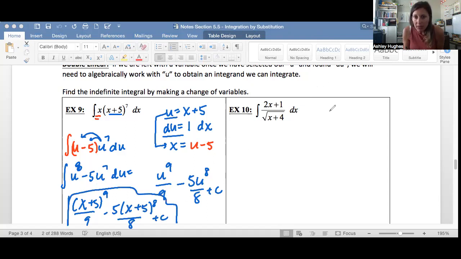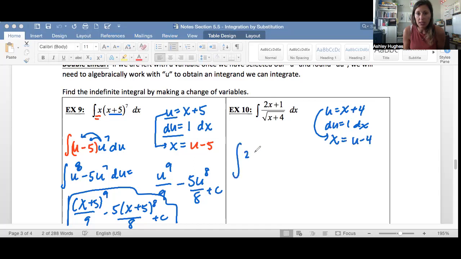Okay, this one, I'm going to make the u the thing inside the square root. Your du is 1 dx, and then substitute back for x equals u minus 4. So this is going to be a little complicated because you're going to plug in for x. So I'm plugging in u minus 4 for that x. So 2 times u minus 4 plus 1 over the square root of u, and then du.